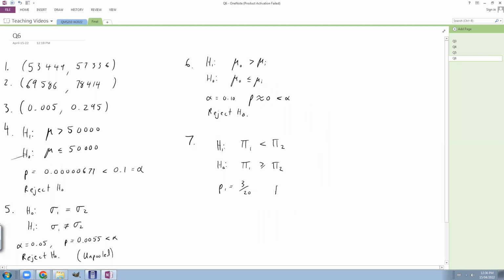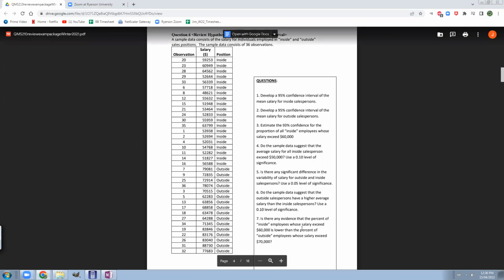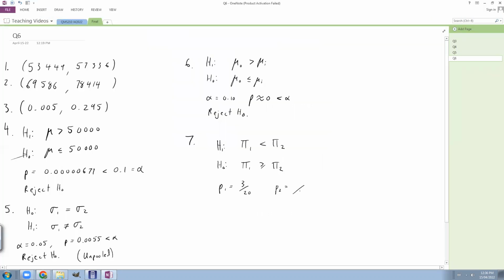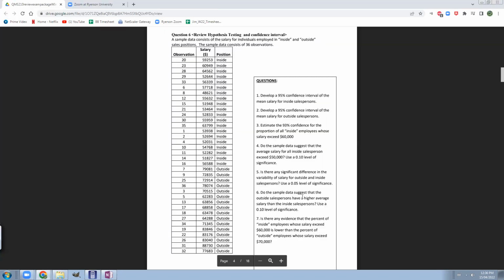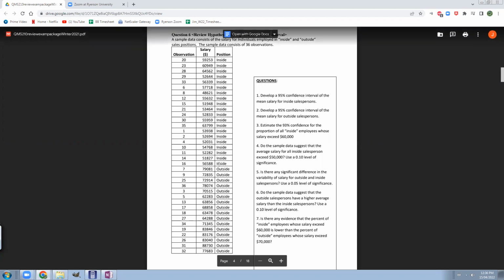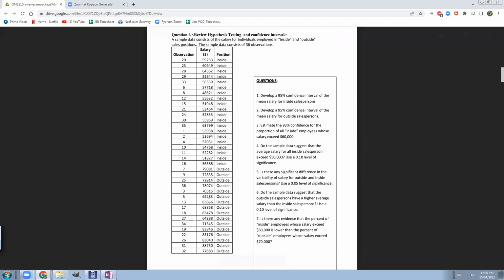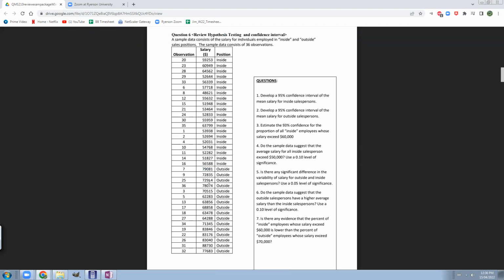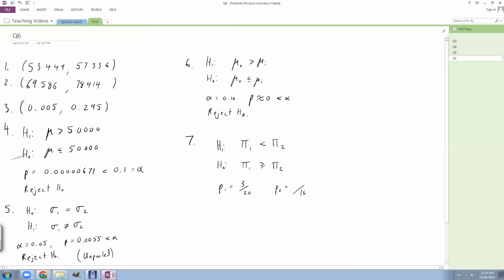The second proportion, we're going to need to do some counting again. So this is the proportion of outside employees whose salary exceeds 70,000. So there were 16 total outside employees, right? And then how many of them exceeded 70,000? Well, let's count. 1, 2, 3, 4, 5, 6, 7, 8, 9, 10, 11. Right? 11 out of 16.